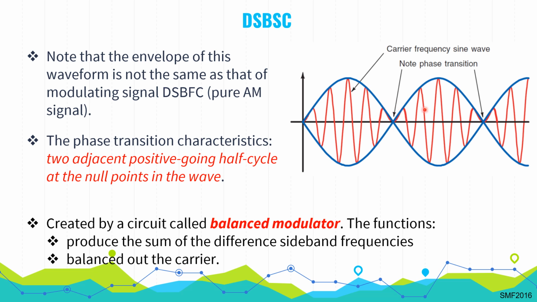The DSBSC signal is created using a circuit called a balanced modulator. The functions of the balanced modulator are: 1. To produce the sum and difference of the sideband frequencies, and 2. To balance out the carrier, ensuring it's suppressed in the final output.